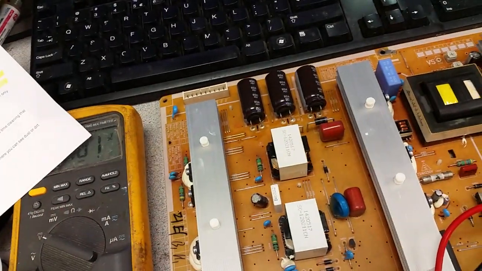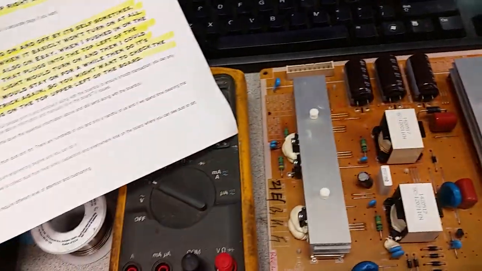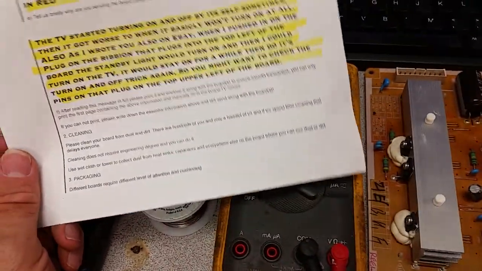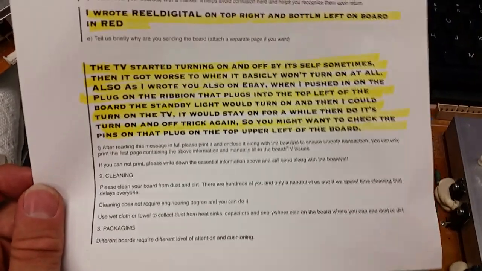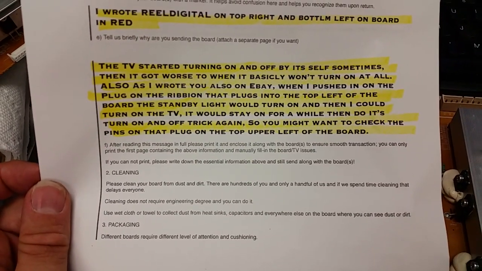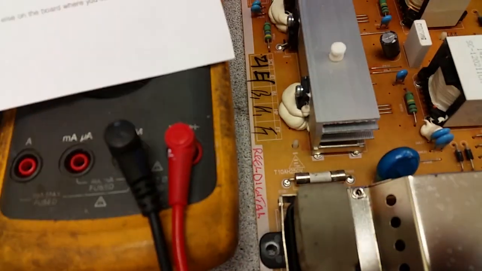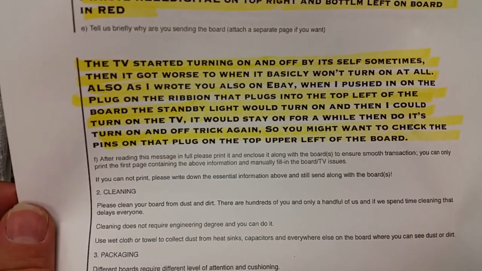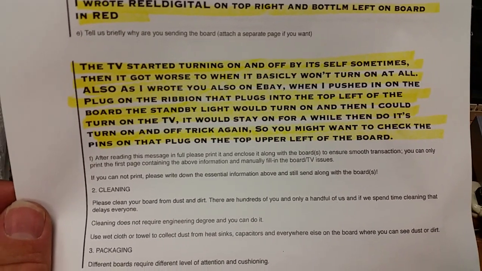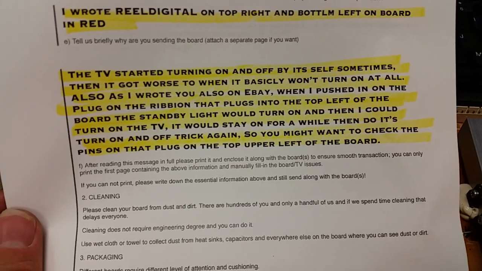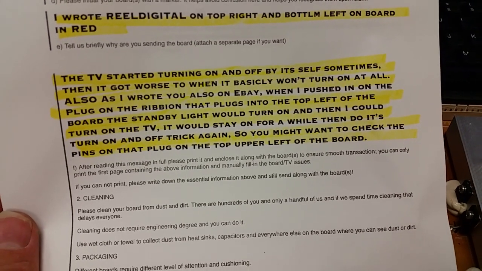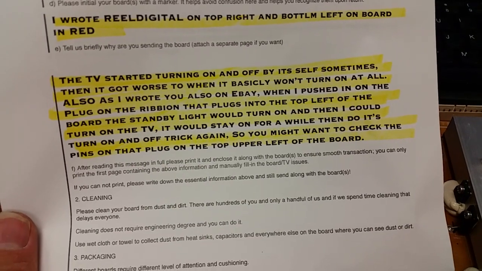And I want to show first that it does test all right now, and second, I want to make a comment, even though I believe I already did that. So this is what the customer said. I wrote Real Digital. Okay, so we know this is your board. TV started turning on and off by itself sometimes, got worse, basically won't turn on at all. ISO is what you wrote on eBay.